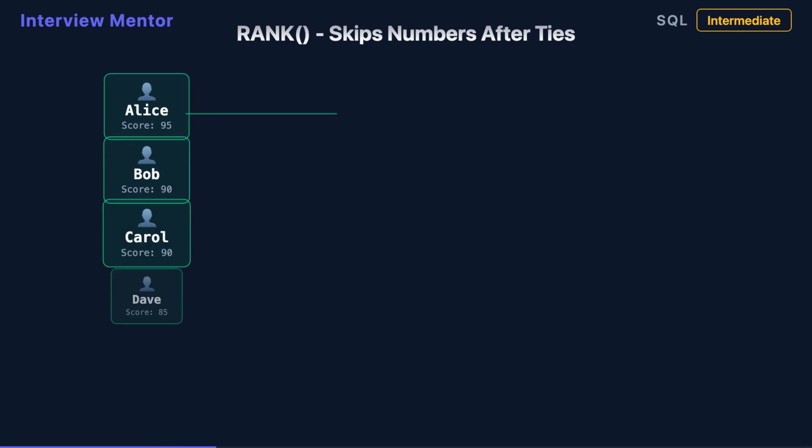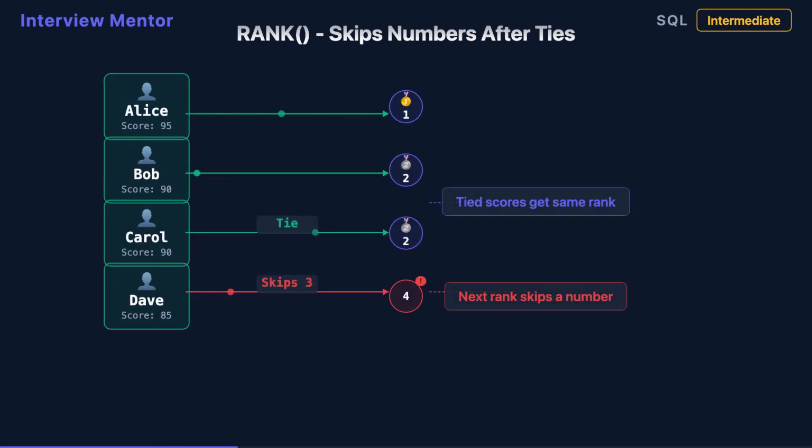Rank assigns the same rank to rows with identical values, but then skips subsequent numbers. If 2 rows tie for first place with rank 1, the next row gets rank 3, not 2. Think of it like Olympic medals where ties leave gaps in the rankings.